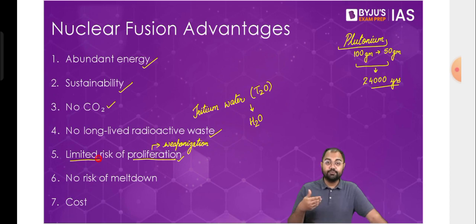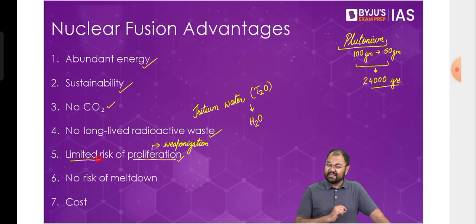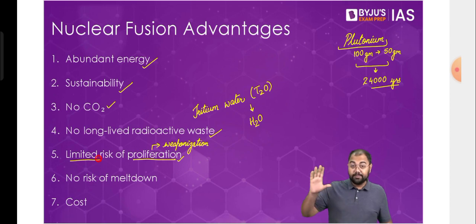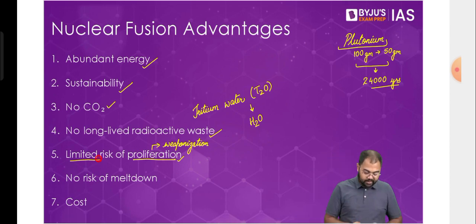For example, if you think of a fusion bomb or hydrogen bomb, the method used to make a hydrogen bomb is completely different compared to how we use nuclear fusion for electricity generation. So even if somebody is making a fusion based weapon, they would be using a completely different facility and a completely different process. They cannot make it through their nuclear fusion power plants. So that's the advantage that we have, and no risk of meltdown.